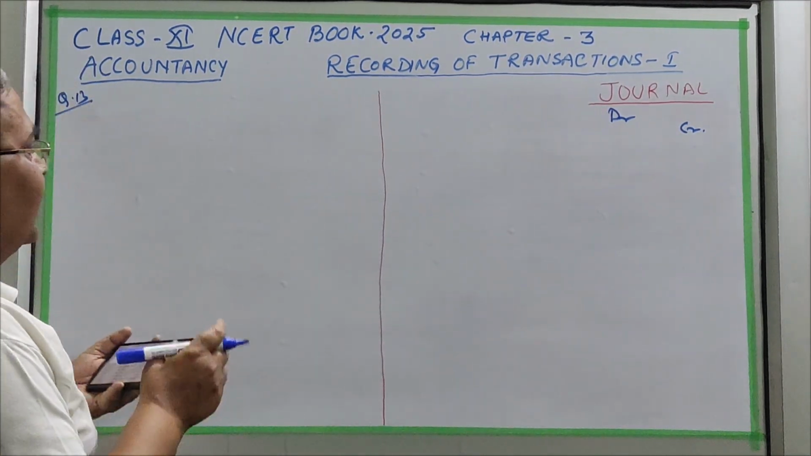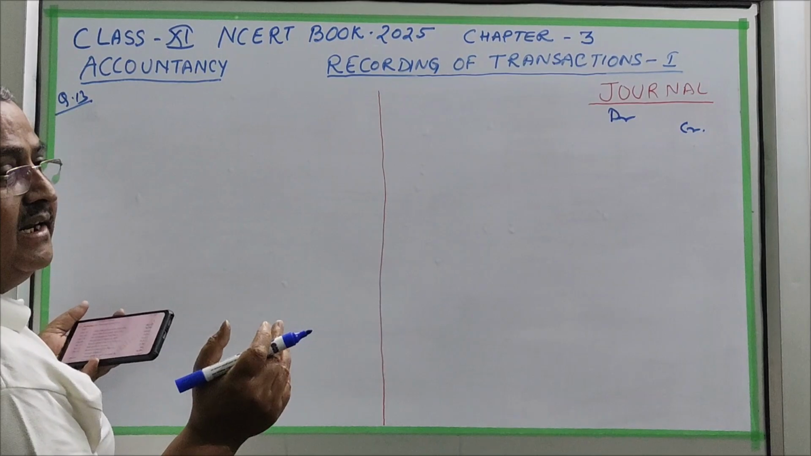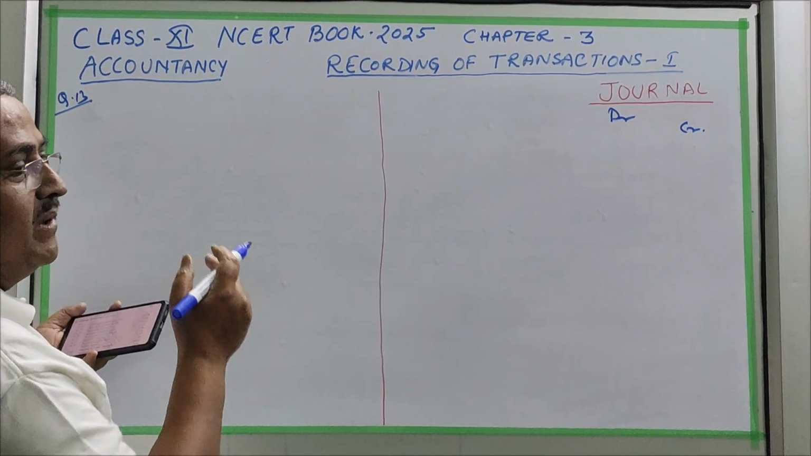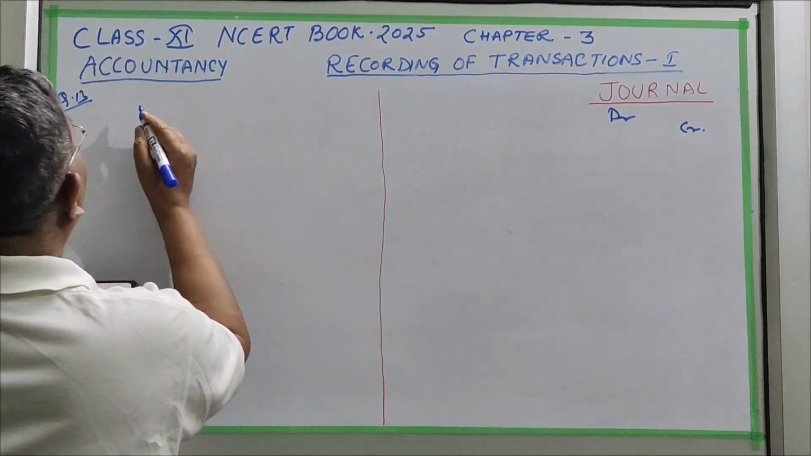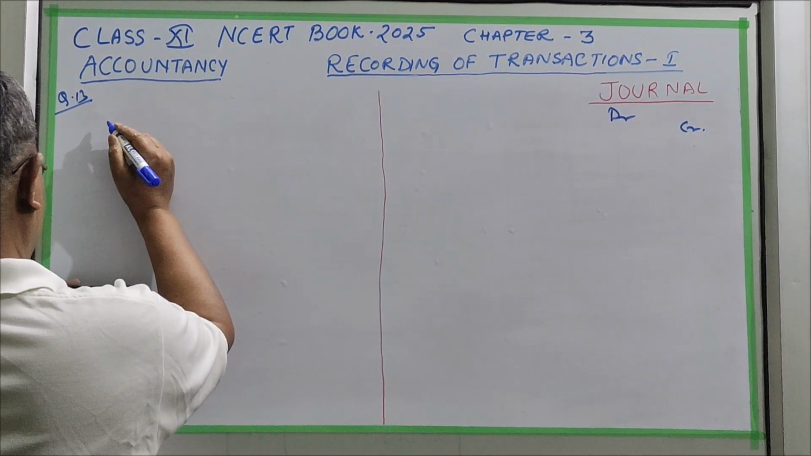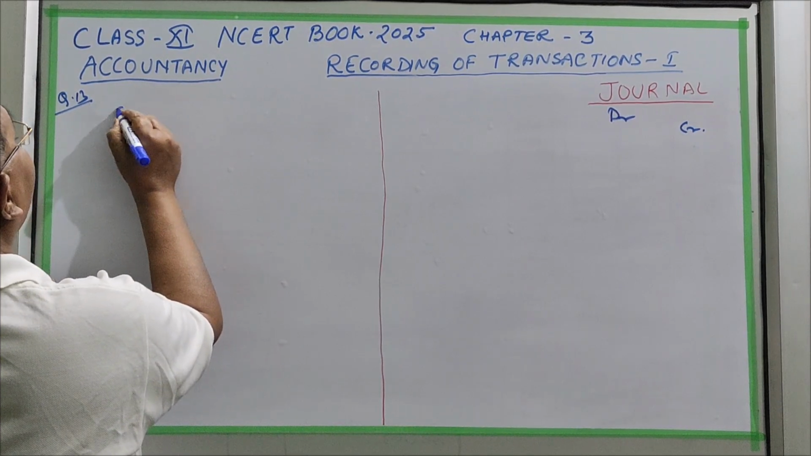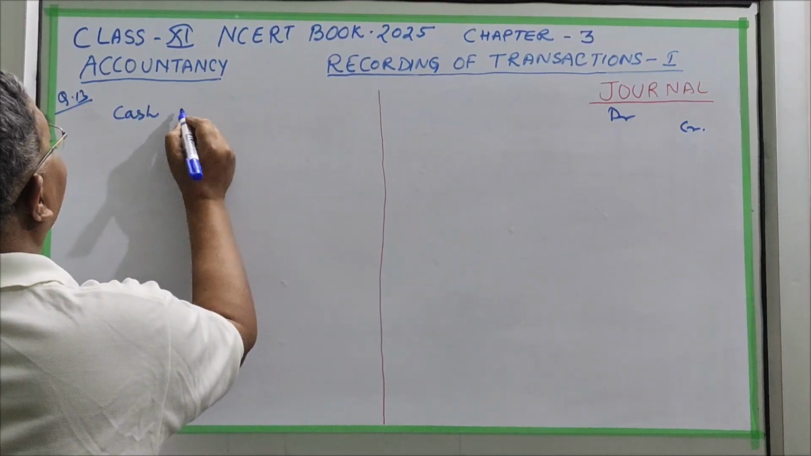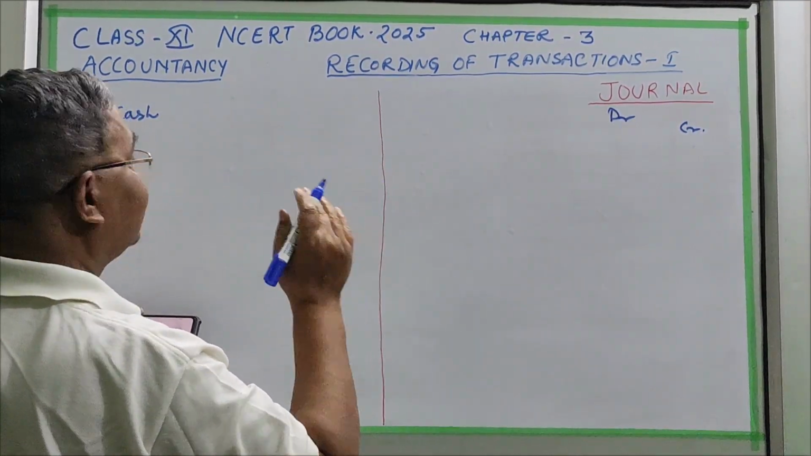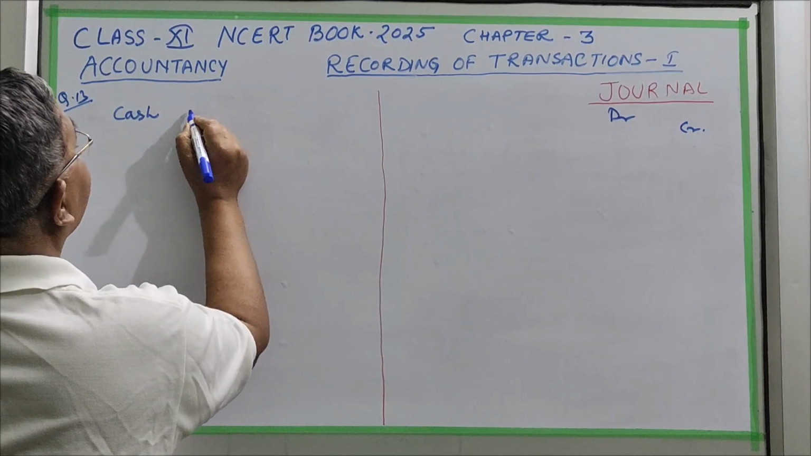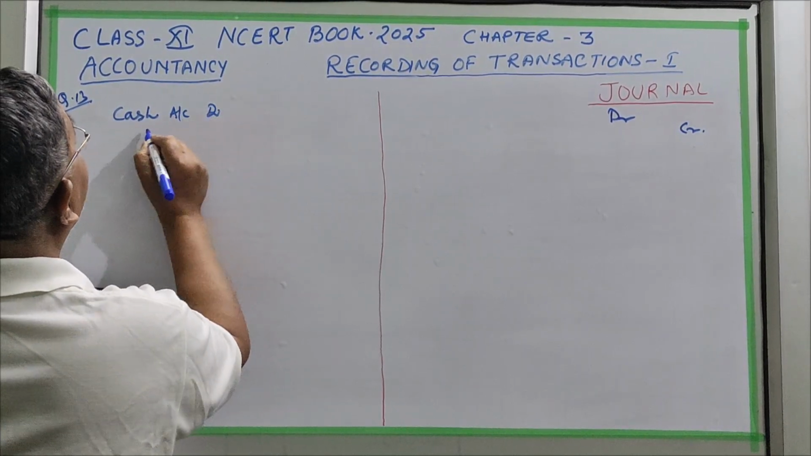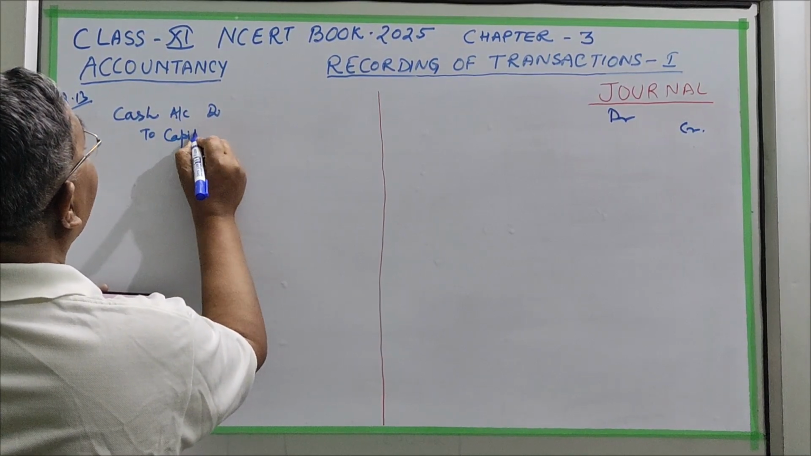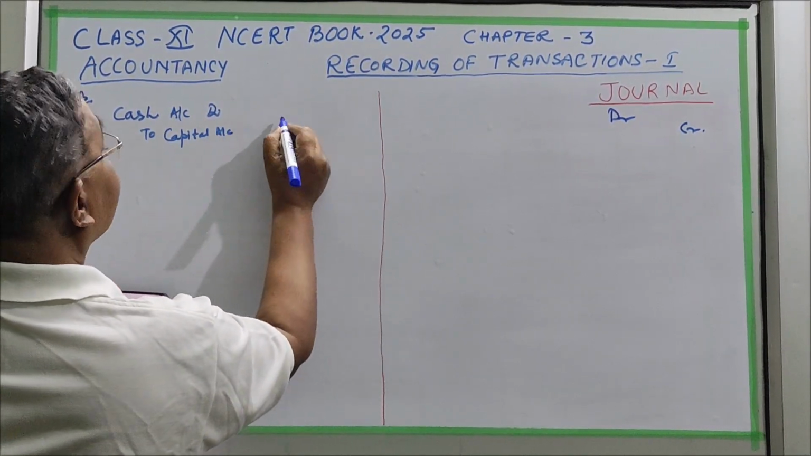Here, Hema started business with cash. So what is happening here? Cash is coming, and in the accounting equation, you remember, cash comes and capital is created. So your first entry is started business with cash. Cash is one asset, and to increase an asset you have to make a debit entry. I have told you how to increase assets. So cash account debit to capital account. This is 1 lakh.